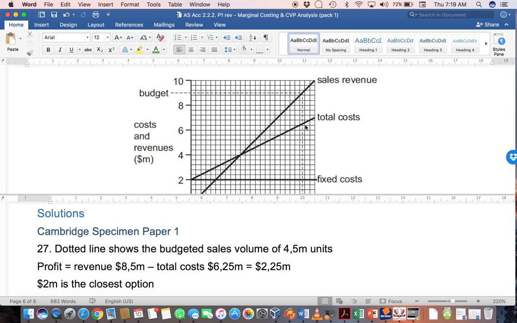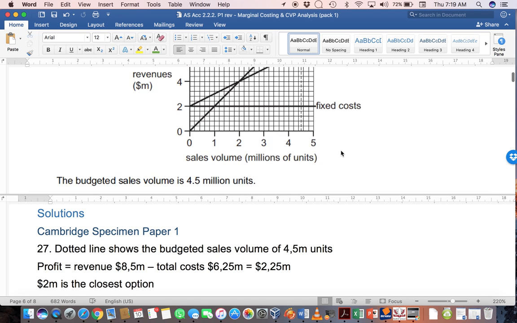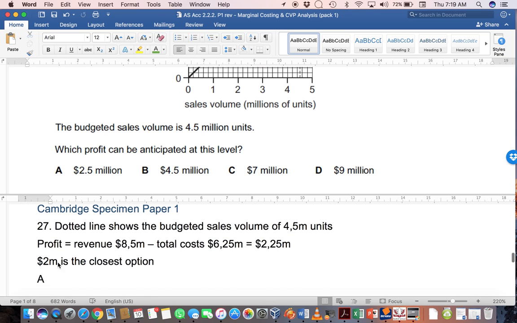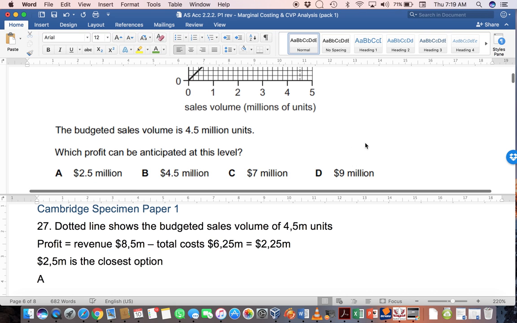Now, reading off in between here, it's not always as easy as you might think. So sometimes you might find that your answer is a little bit out. So in this case, for example, I get an answer of $2.25 million, but if you look at the options given to you, the closest is $2.5 million. And so the option that you would choose is going to be A. Sorry, it should be 2.5 here. So that is the option that you are going to choose.